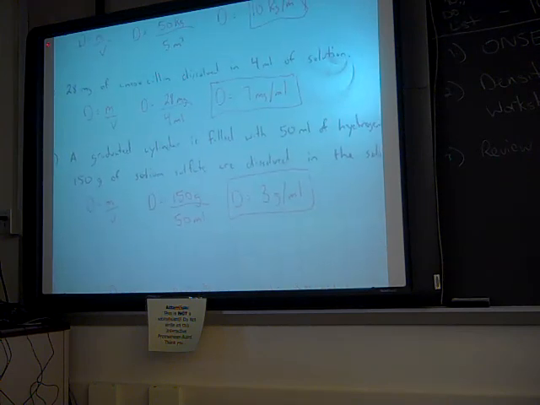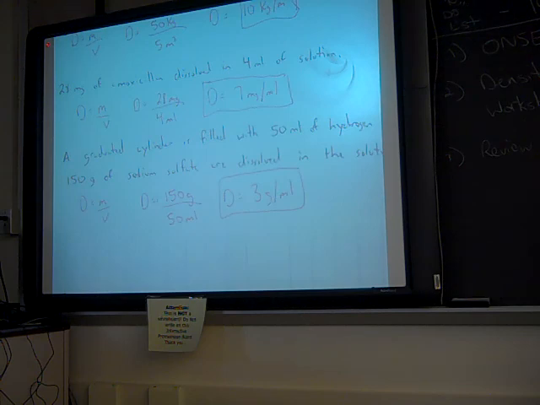Number 3. A graduated cylinder is filled with 50 milliliters of hydrogen peroxide. 150 grams of sodium sulfate are dissolved in the solution. Density equals 150 grams divided by 50 milliliters. 150 divided by 50 is easy math. That's 3. That'd be 3 grams per milliliter. Okay? Make sure you have the equation, the plug in, and then the answer, just like I had it there.